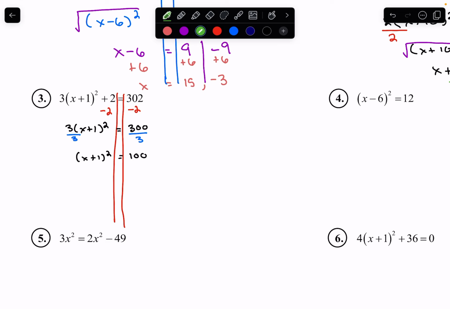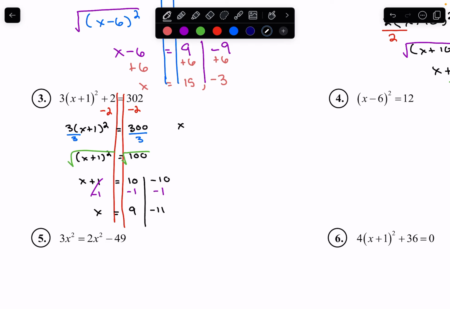Now I can finally get rid of that square by square rooting, since that's the opposite of square. So I end up with x plus 1 equals 10, but it also equals negative 10. Be really careful not to forget about that negative answer. And then my last step is to minus 1 on the left to make that go away. But on the right, I need to minus 1 from both of my answers. So x equals 9 and negative 11. Those are going to be my two answers.